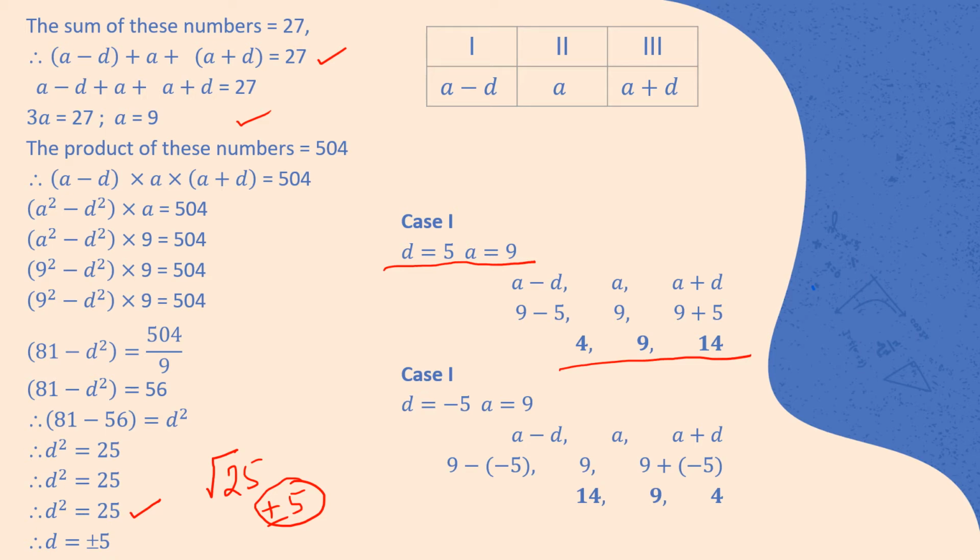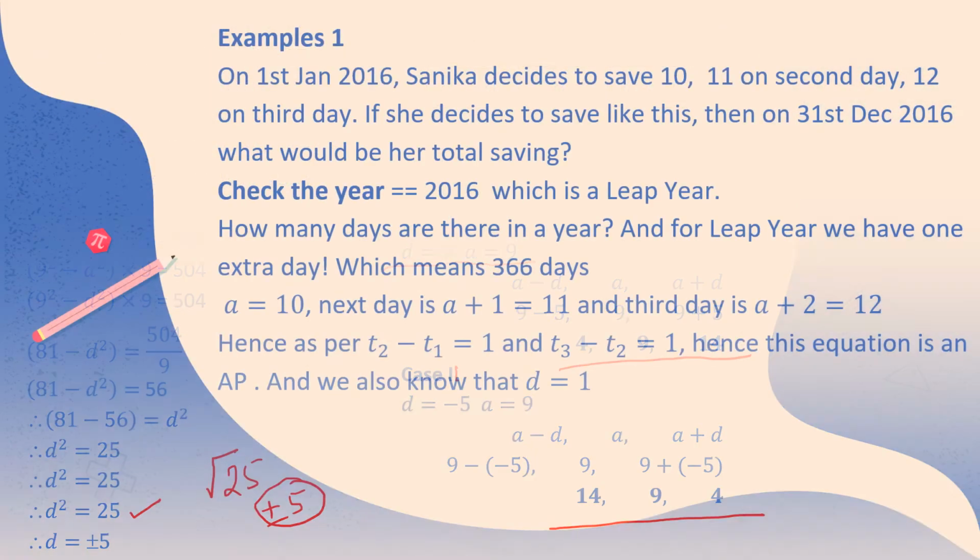Again, the same terms would come in because the sequence is the same, except that in this case the difference is minus 5, so basically it is in the reverse order. So here we are getting 14, 9, and 4. You need to mention both these cases; this was case 1, and this is case 2. This is how you would understand how to solve a word problem. And let's get on with the other problem that we have at hand.